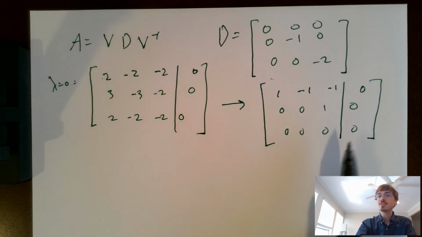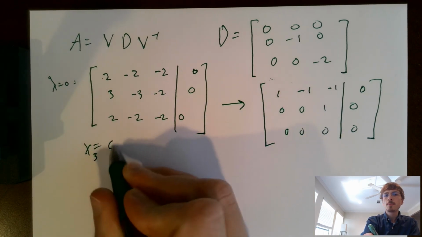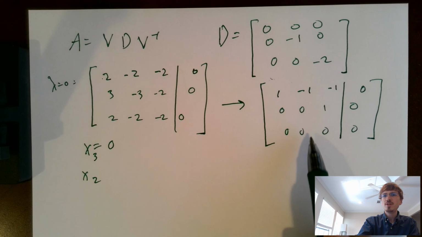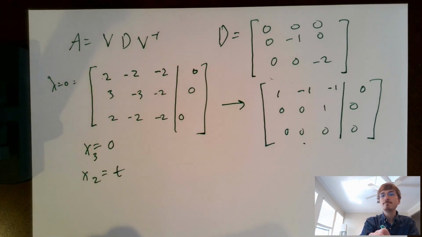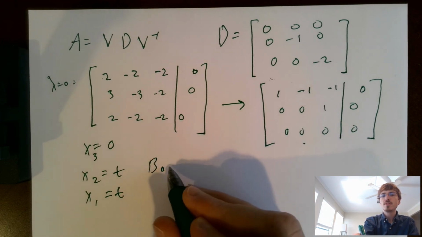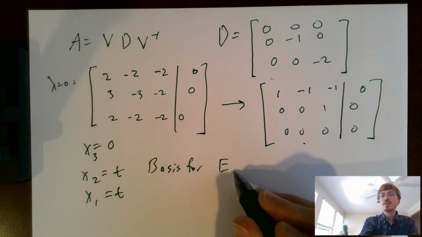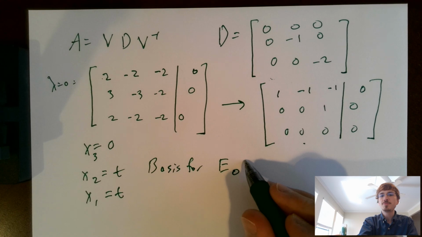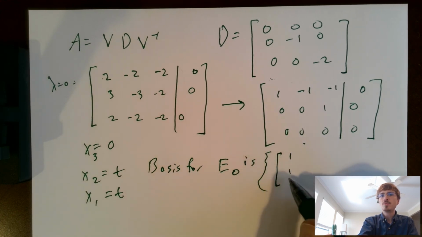Well, let's find a basis for the solution set here. I know that x3 has to be 0. I know that x2 is a free variable. There's no pivot in the second column, so let's call it t. And I know that x1 is going to be equal to t as well whenever we solve. And so what's a basis for the eigenspace E sub 0, lambda equals 0? It's just the set with the single vector 1, 1, 0.